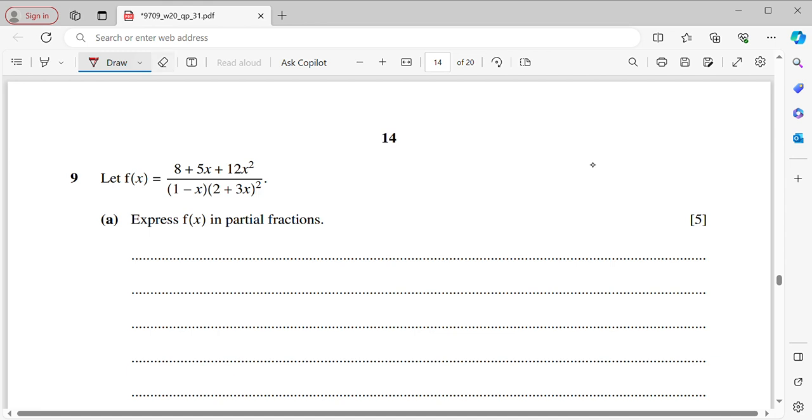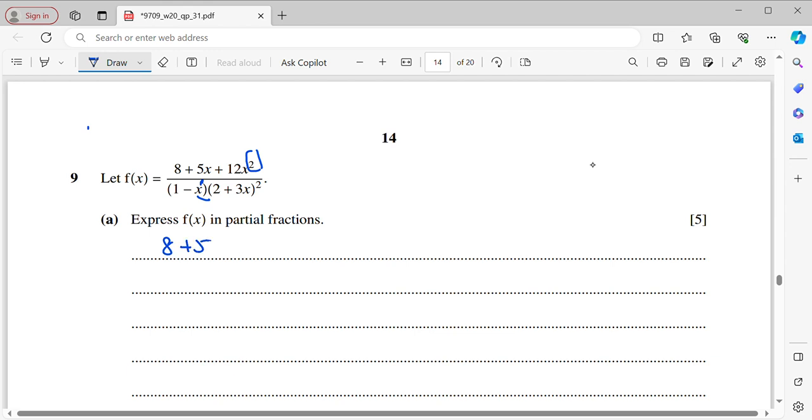Okay, question 9. Express f(x) in partial fractions. So first of all, you check the highest degree of x in the numerator is 2, but the denominator here is 1, and this is 2. So when you do expansion, that will be degree 3, which means this is a proper rational function. Therefore, polynomial division is not needed. We can directly find the partial fractions.